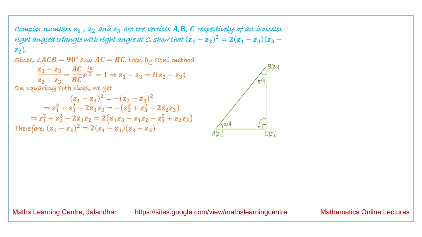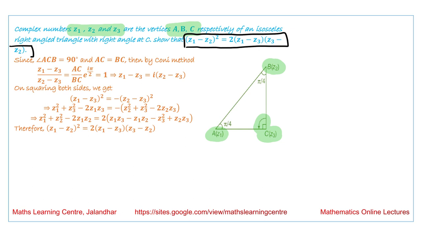The complex numbers z1, z2, z3 are the vertices A, B, C respectively of an isosceles right angled triangle, which is right angled at C. So these are the points: this is z1, this is z2, this is z3, and the triangle is right angled at C. We have to prove that (z1 minus z2) square is equal to 2 times (z1 minus z3) into (z3 minus z2).